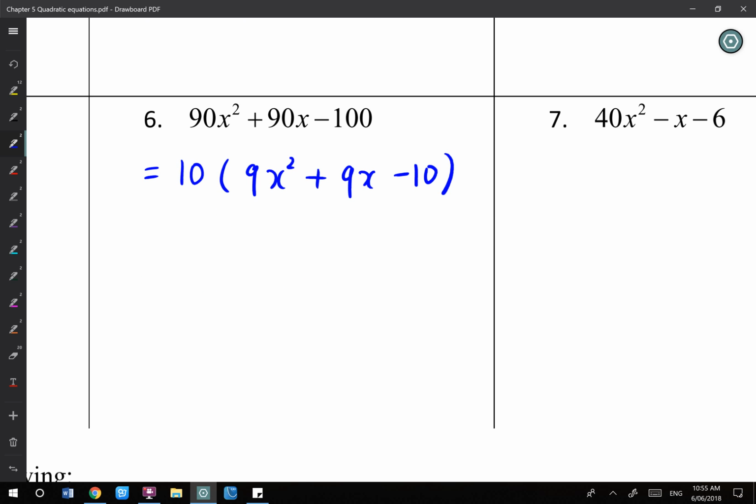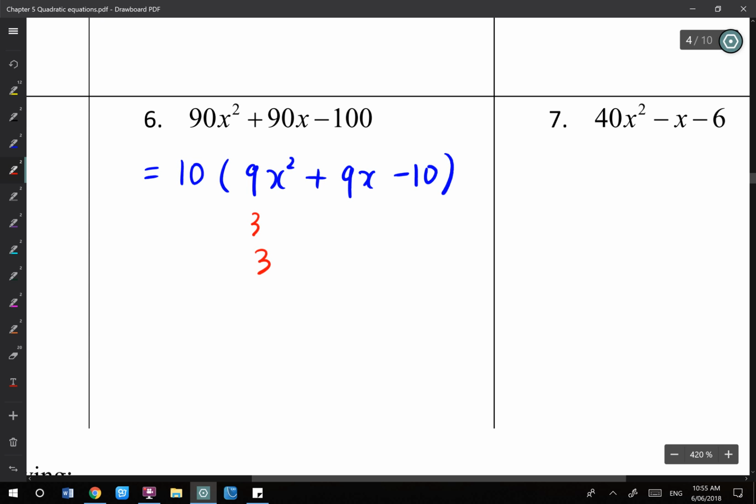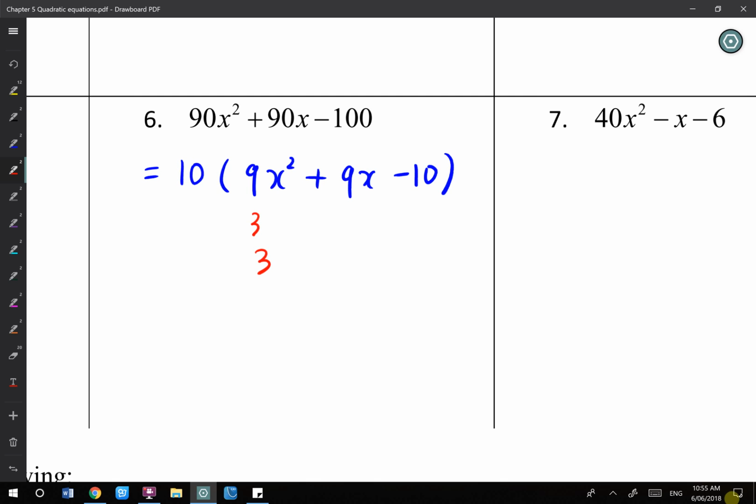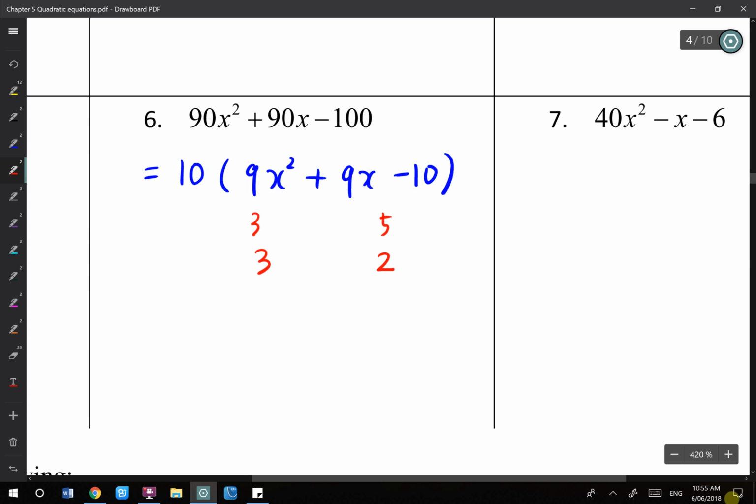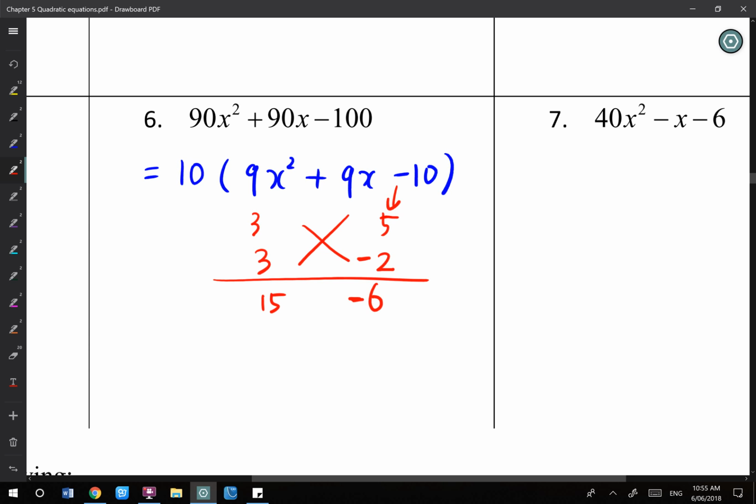Now I can see 9, 9, and negative 10. For 9, I will try 3 and 3. Not sure whether it will work or not, but I will try 3 and 3. 10 can be 5 and 2, and one of them must be negative. But I have 15 and 6. It's possible to give me a 9, but I need a negative 6, so therefore I have a negative 2.